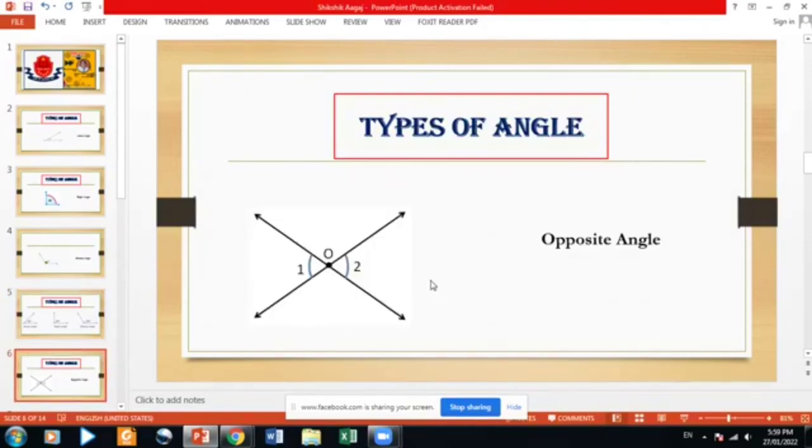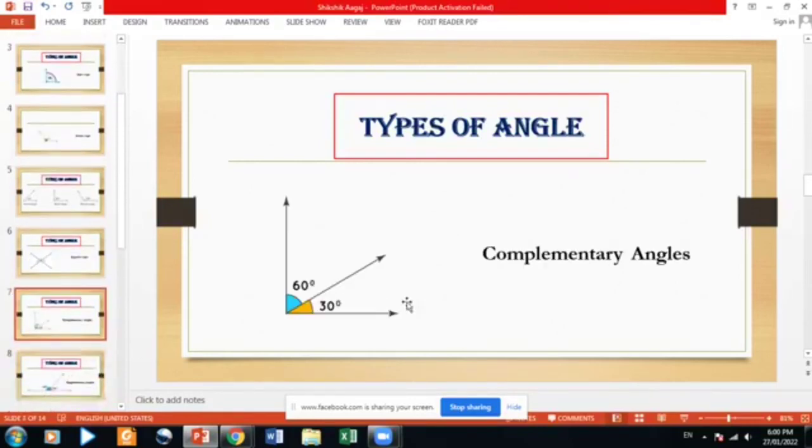But when we come to this slide, when there is an intersection of two lines, line number 1 and line number 2, there is formation of four angles. When two... angle 2 and this is angle 3, then 2 and 3 will be a linear pair or they will be supplementary angles. Supplementary angles means the sum of their measurement will be 180 degrees.